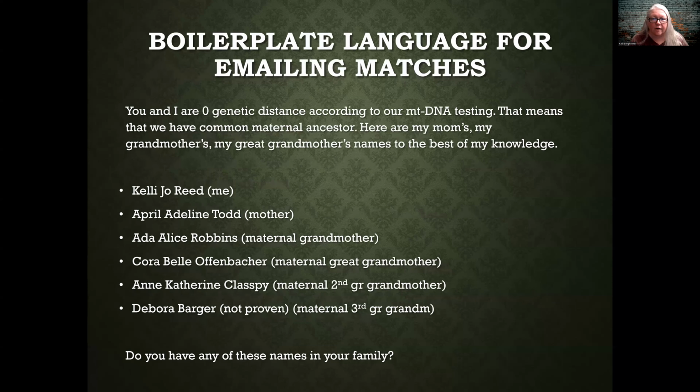There is some boilerplate language that I use for emailing matches, and so I've included this here. You and I are 0 genetic distance according to our mitochondrial DNA testing. That means we have a common maternal ancestor. Here are my mom's and my grandmother's and my great grandmother's names to the best of my knowledge. And so I just copy and paste this into a message if I'm going to message people at Ancestry, or for mitochondrial DNA in particular at Family Tree DNA. So do you have any of these names in your family? So that's the kind of thing that I copy and paste.